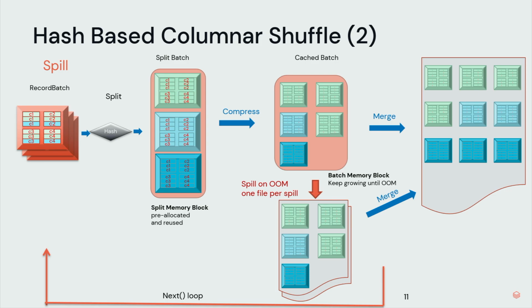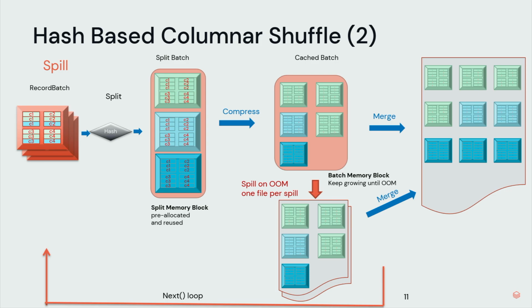The spill interface will call into the shuffle operator, and the shuffle operator will start to spill all the data cached in the cache memory. It's saved into a single file, and then the memory is freed, and then it starts the next split operation. Once all the record batches, all the partitions are processed, we need to do the merge from the in-memory cached batches or from the files. So this is how the spill works.